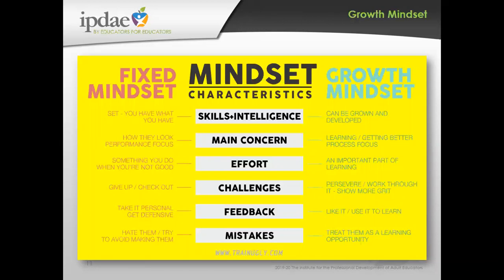You know, when dealing with adult learners, a lot of the times they come in with a fixed mindset. We have to take them from fixed to growth. Sometimes they say, you have what you have. I mean, you know, if I can't get it, then I can't get it. They also say, how? I mean, this is not my main concern. I've got bills to pay. I've given all the effort that I can give. They give up, they check out because they haven't been exposed to that.